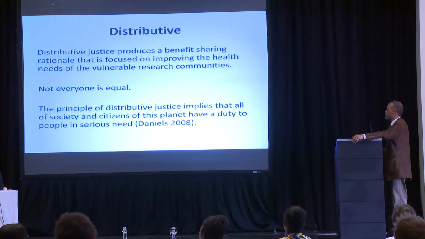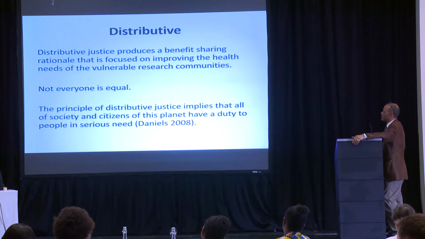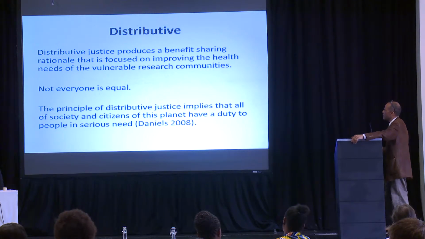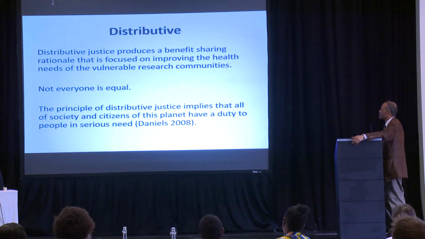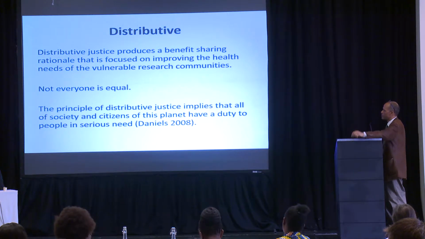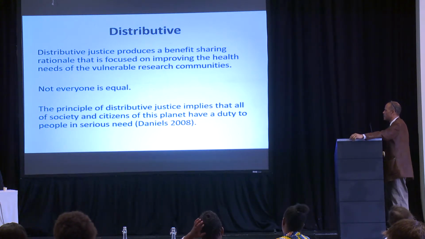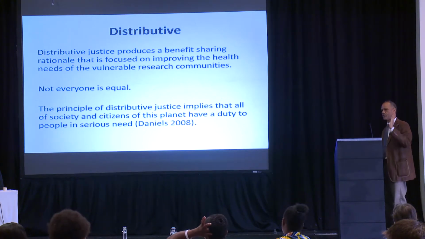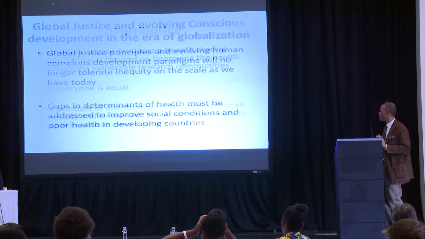Now we come to the major type of justice, distributive. Distributive justice produces a benefit-sharing rationale that is focused on improving the health needs of the vulnerable research communities where the research is being done. It acknowledges that not everybody is equal. The principle of distributive justice implies that all of society and citizens on this planet have a duty to people in serious need. So this is not just a straightforward bargaining relationship.